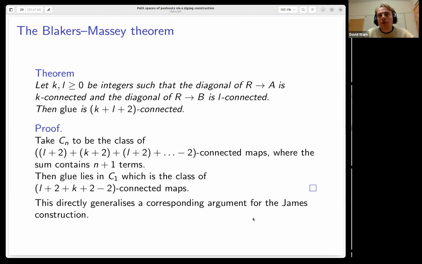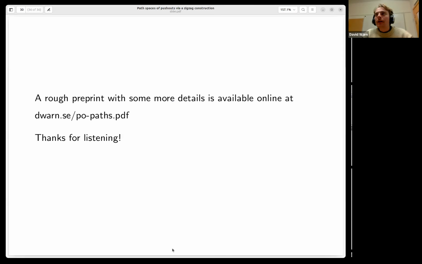All of this really generalizes the James construction, in the sense that the James construction is about a very particular kind of pushout, namely the suspension of a pointed connected type, and everything here applies more generally to arbitrary pushouts. But we still have the same kind of nice results, like this analysis of convergence behavior, which in the James construction leads to the Freudenthal suspension theorem, and in this case leads to the Blakers-Massey theorem, among other things. Yeah, and that's the end of my slides.